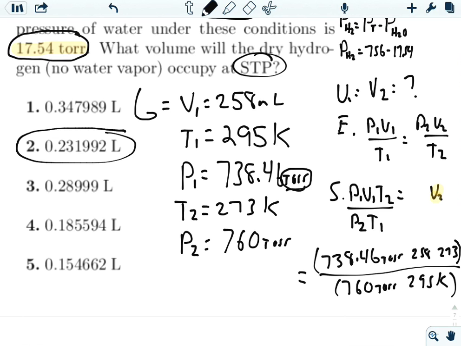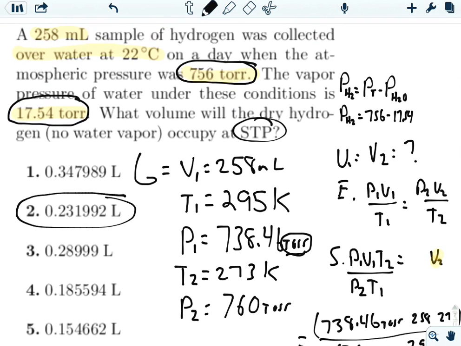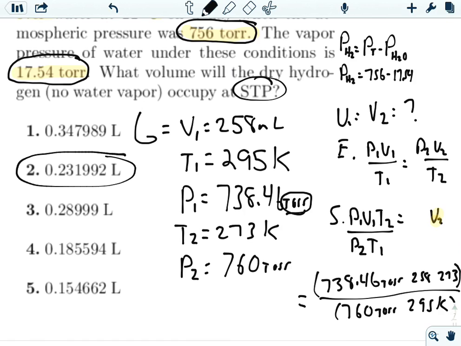Okay, the one thing we have to pay attention to here is that our original volume is in milliliters. So when I plug that into the calculator, I'll get milliliters, and I just need to divide by 1,000, and then I would get that exactly.